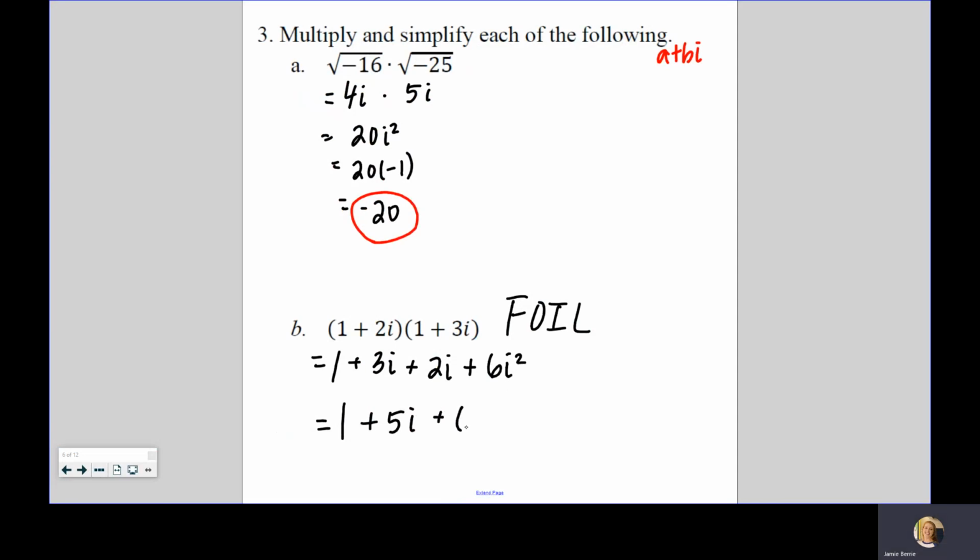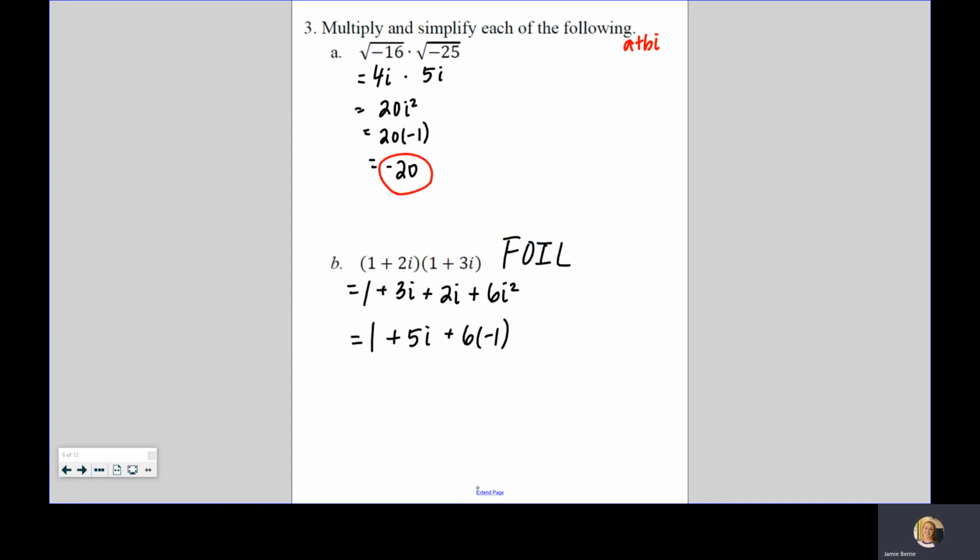Plus, we know that i squared is equal to -1. So go ahead and replace that. All right, so we have 1 plus 5i minus 6. All right, so combine your like terms. 1 minus 6 is -5. So that's -5 plus 5i.